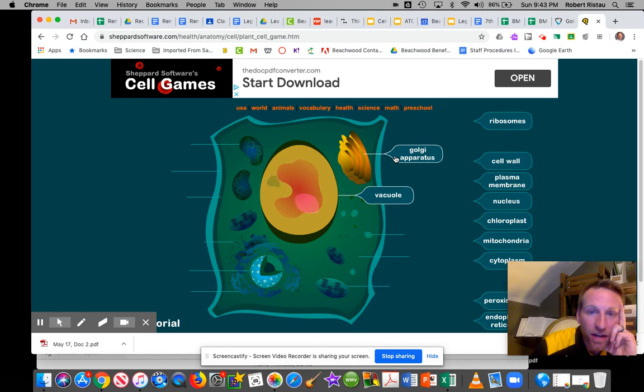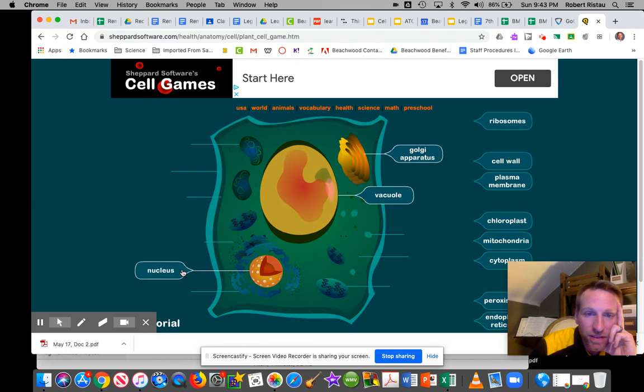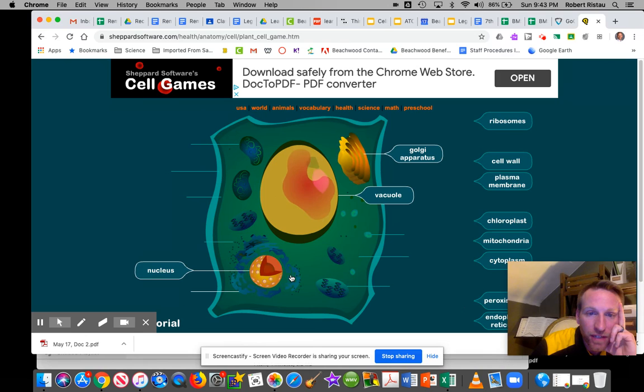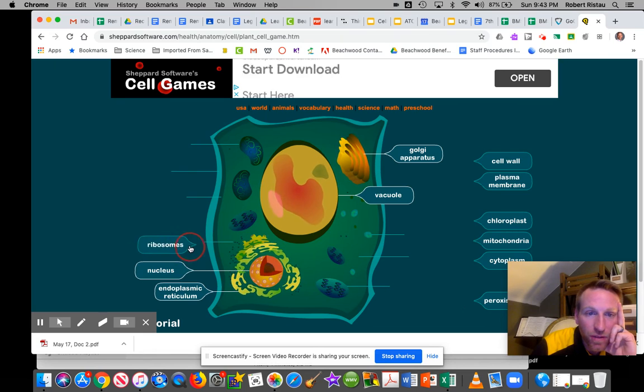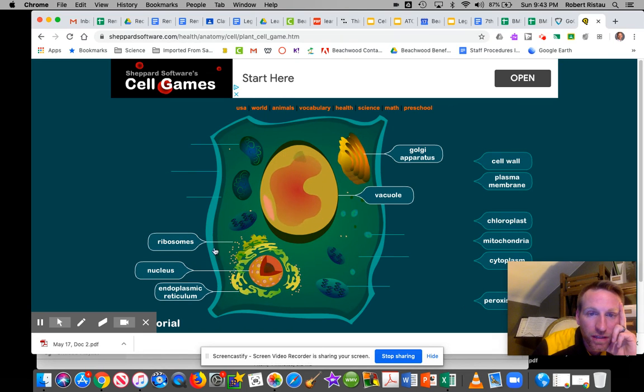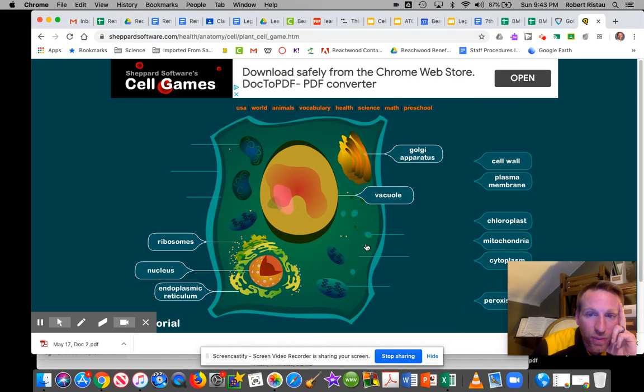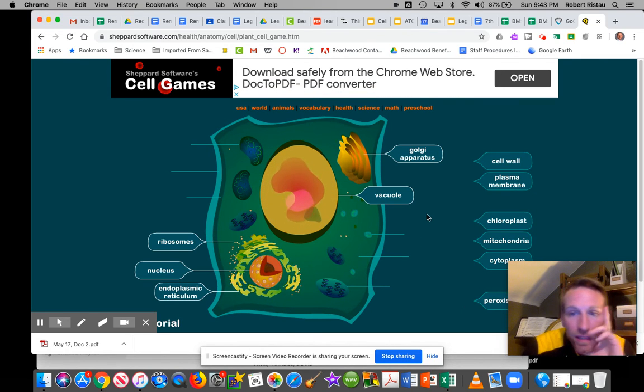So if this isn't the nucleus, then this folded membrane must be Golgi body and not the ER, because the ER needs to be around the nucleus. So let's go get the nucleus. There's the nucleus. Around it here is going to be the endoplasmic reticulum, the ER. Little dots. Hopefully you remember, little dots, ribosomes. There they are. Most of them here on the ER, but there's a couple of them floating around in the cytoplasm.